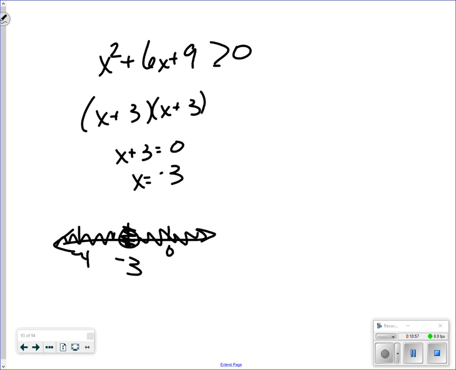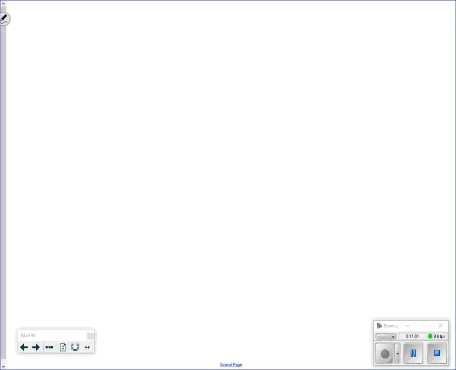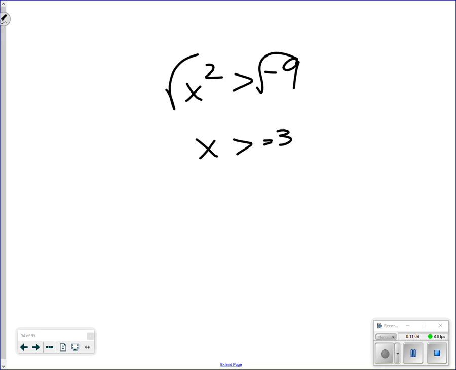One last thing before I let you guys go. What happens if I had an imaginary solution? Let me try this again. What happens if I had an imaginary solution? So on the number line, there's nothing. It's imaginary. Pick a number, though.